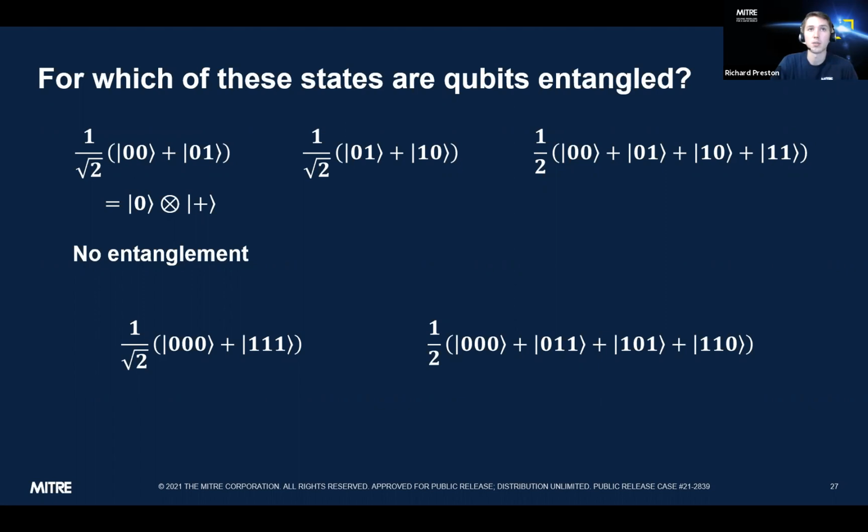All right, what about this second one? By the way, this little circle with a times is the tensor product. You don't really have to worry about that right now, but in this context, it just means that the two qubits are independent and one can be factored out from the other.